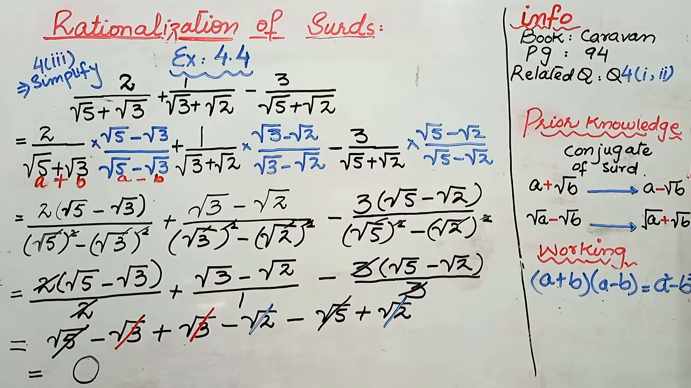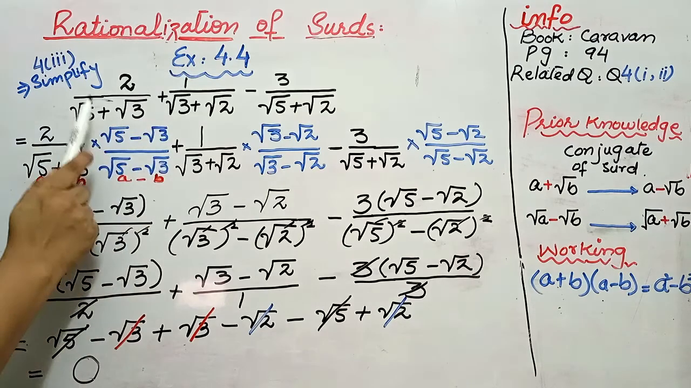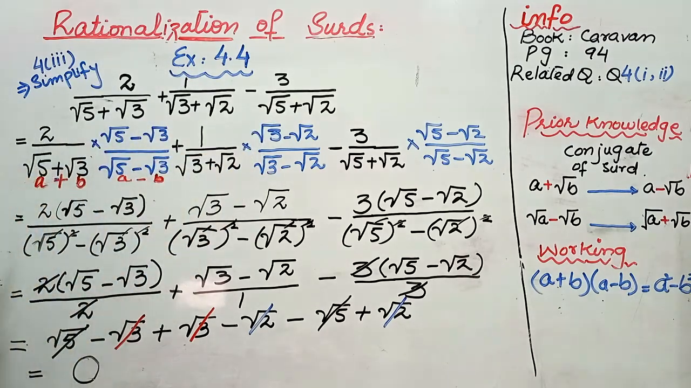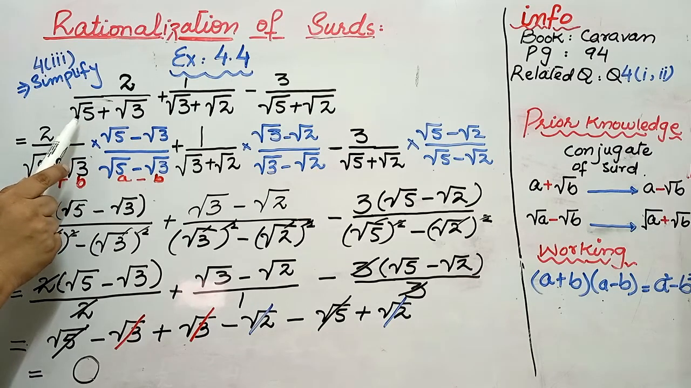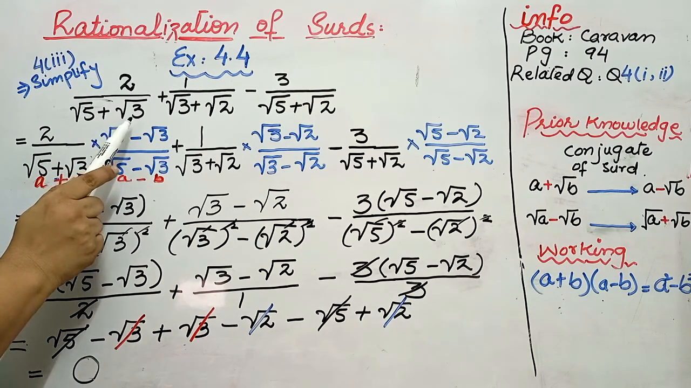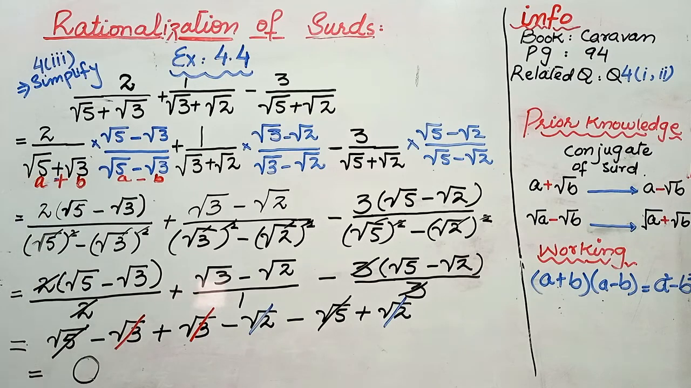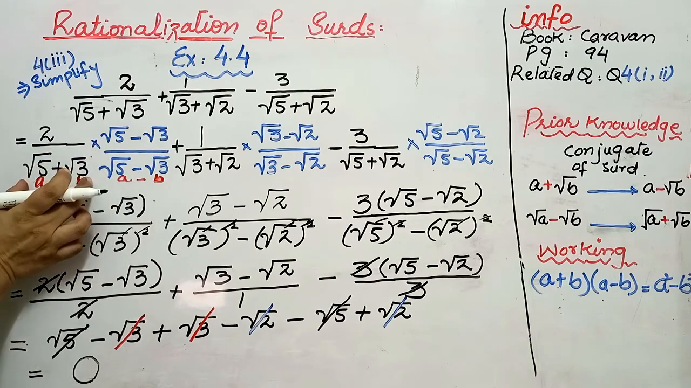We had the question in which 3 terms are given and all 3 terms are fractions, and the denominator in each term is a binomial surd. They are asking to simplify this, the simplification of surds. So we need to remove the radical sign from the denominator. For removing the radical sign in the denominator, we have to take the conjugate of the denominator.